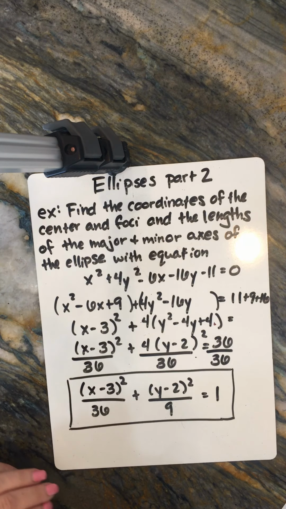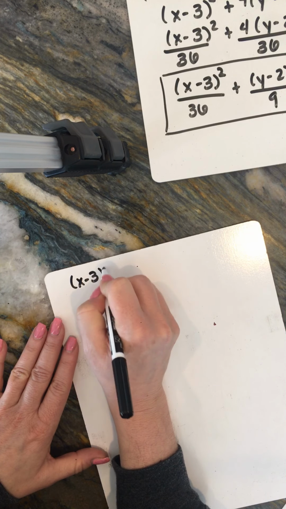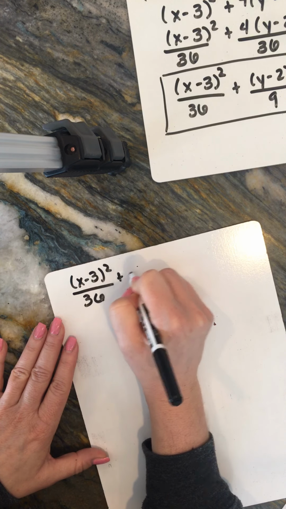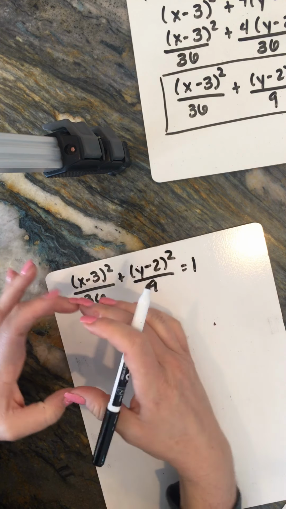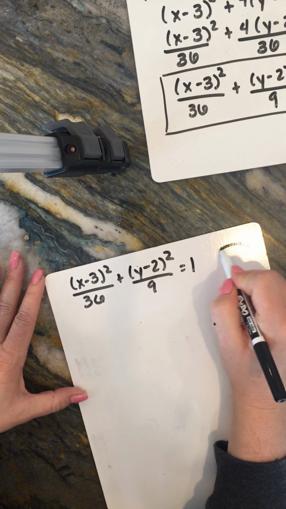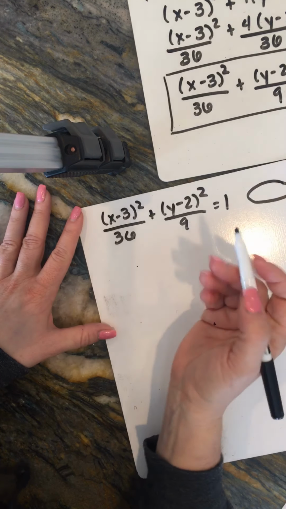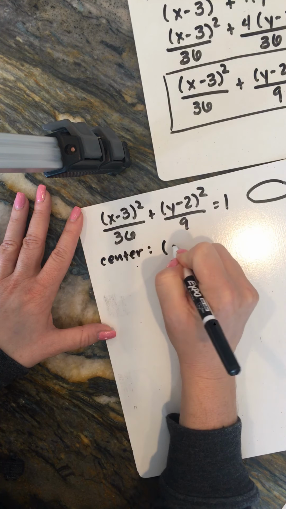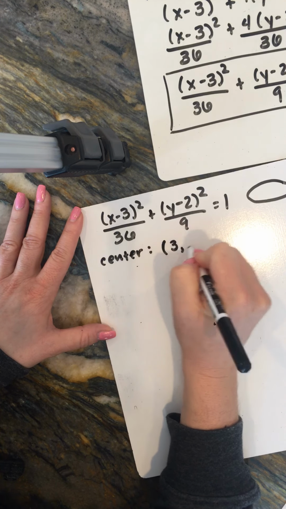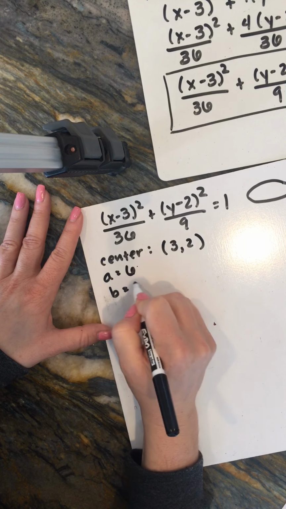All right, so our center is located. Center, I'll rewrite it here: x minus 3 quantity squared plus y minus 2 quantity squared equals 1. Now this is a horizontally oriented ellipse. We know it's going to look like this because this is our major axis and it goes with the x coordinate. So we've got a center at 3, 2. A is equal to 6, B equals 3.